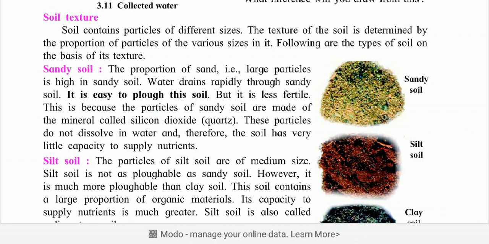Why is this capacity less? Because the sandy soil is made from mineral. This is a scientific word, silicon dioxide. It is made automatically in nature, and it has less water holding capacity. So it has little capacity to supply nutrients too. So it is not useful soil for farming.